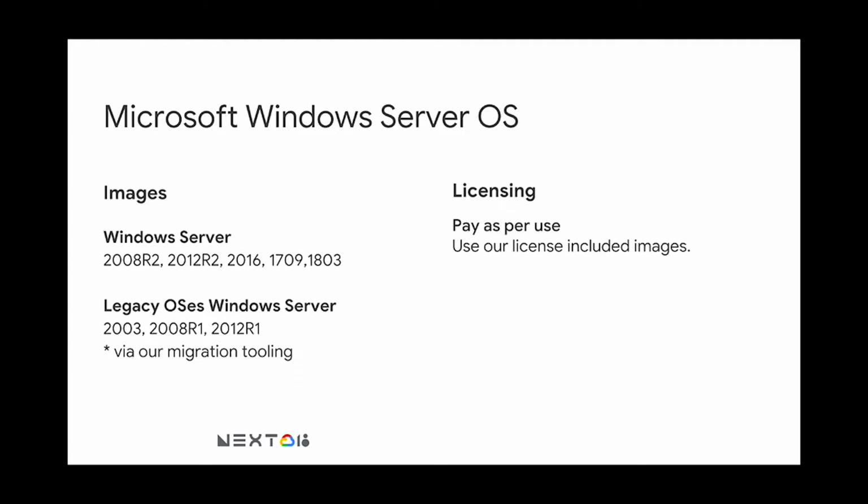One question I get asked a lot, and therefore like to address up front, is what flavors of Windows do you support? We support the latest flavors, but we do understand that some customers need their own time frame for how they upgrade. So we also have support for legacy OSs. Along with the latest and greatest, which are the 1709 and 1803 images, we also have, via our migration tooling, support for legacy OSs like 2003 and 2008 R1.